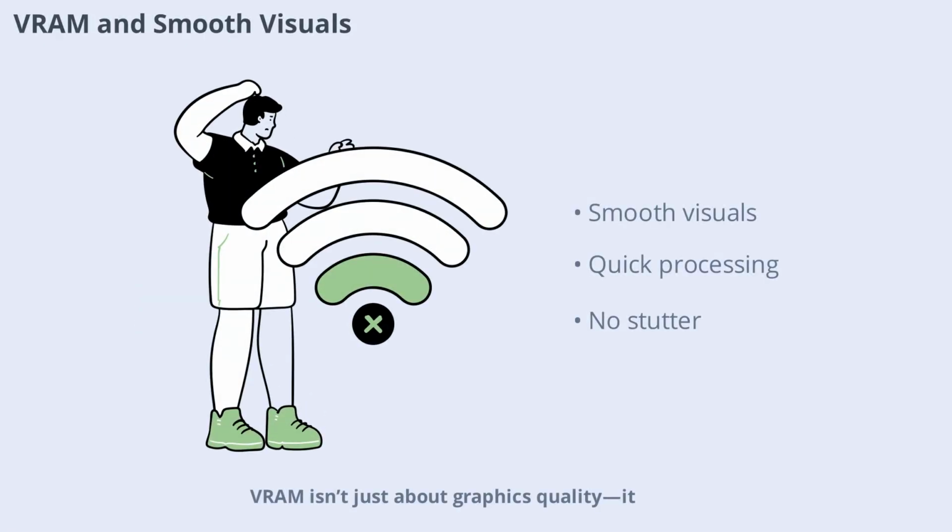VRAM isn't just about graphics quality, it also affects how smooth your visuals are. When your GPU has enough VRAM, it can quickly access and process all the data needed for each frame. This reduces stuttering and lag, making your games and videos run seamlessly. Smooth visuals are essential for immersive experiences, and VRAM is the foundation that makes this possible.